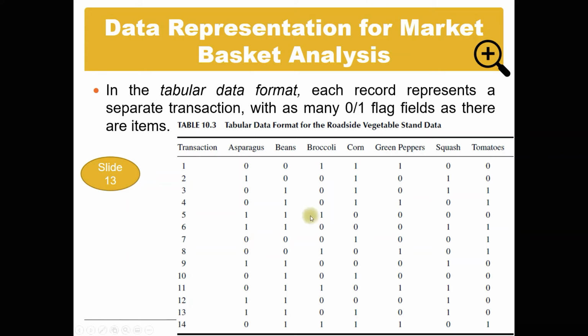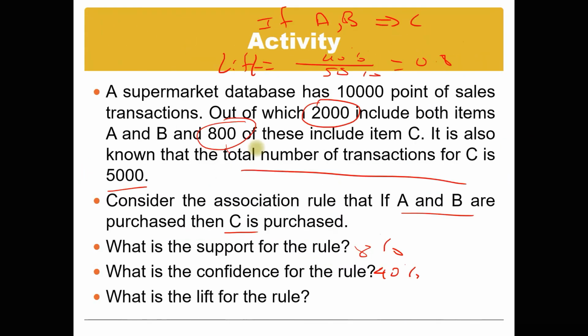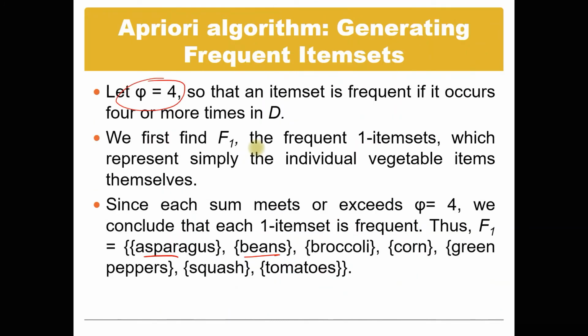Bean: 1, 2, 3, 4. It's already appearing at least 4 times, so it will appear in our F1. Broccoli also appears at least 4 times. So in this example, each and every item that you have, 1, 2, 3, 4, 5, 6, 7 items, will appear at least 4 times. So in other words, each one will be part of our first frequent one-item set.